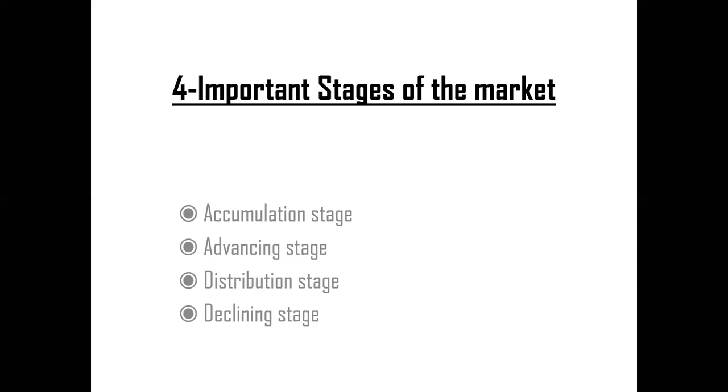After the distribution stage, the last stage that follows is the declining stage. The declining stage is the falling stage. It's the stage that follows after the distribution stage, and it is also known as a downtrend. The market starts going down, creating a downtrend.